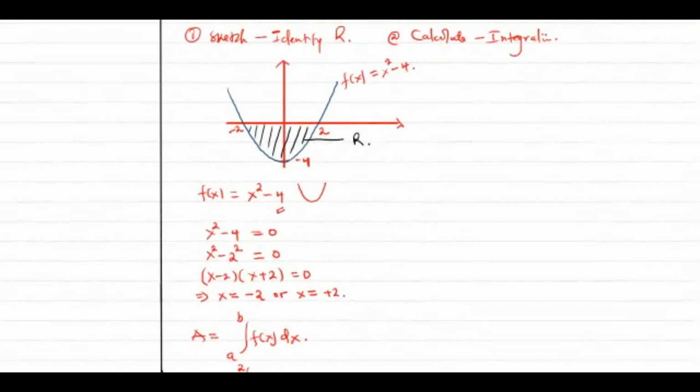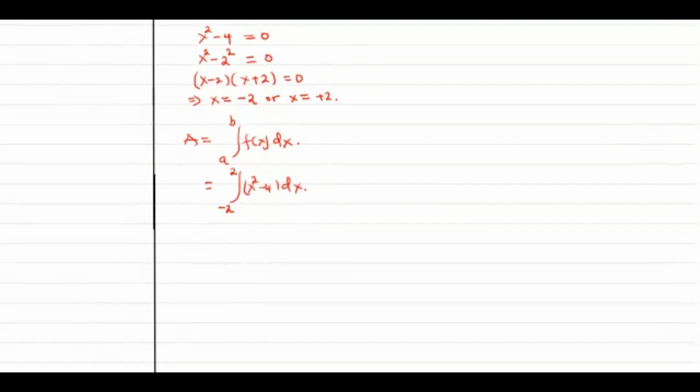So if it's going to give us negative area, then what we are going to do is to negate the value of area. So what we are going to do here then is to say that the area is negative of the integral of x squared minus 4 with respect to x from -2 to +2. Okay, so let's go on then and integrate that function. We have a negative sign.